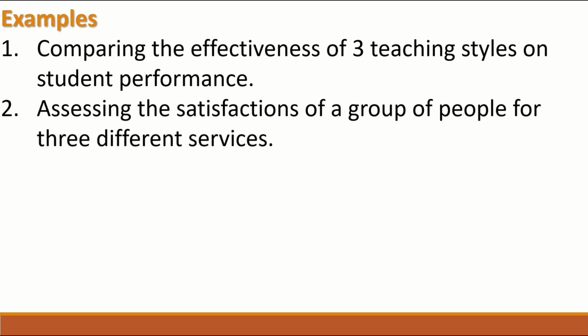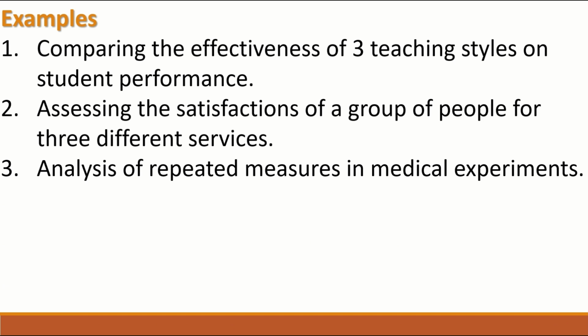A second example is assessing the satisfaction of a group of people for 3 different services. In this example, the participant participates in 3 different services, but those groups are related because the same participants participate in each group, but with different services, to find out how satisfied those people are with these services, and which services differ from the others. This example can be used when the data are ordinal.